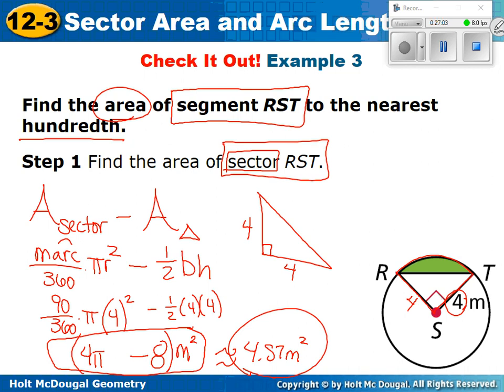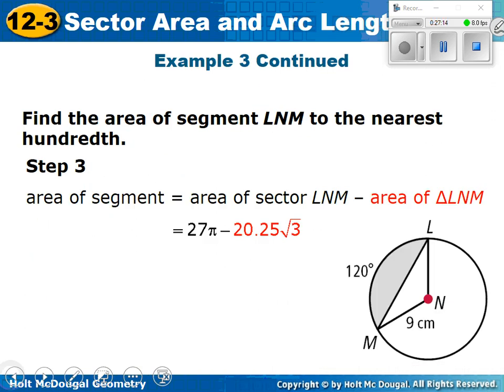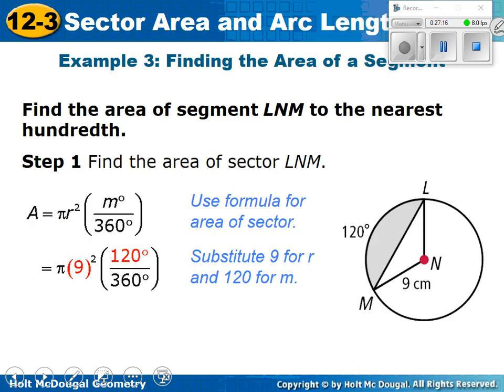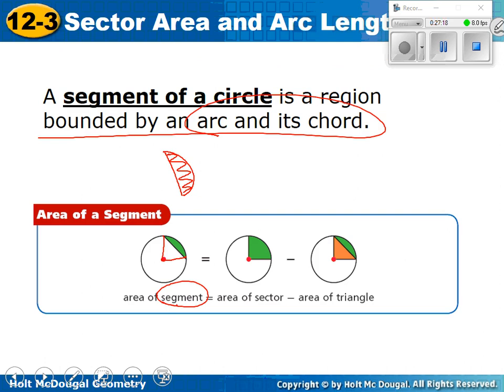Okay, again, watch your words. Sector is the whole piece. Segment is just the part of it. Kind of like a segment of a line is a part of a line. All right, what's going to be different? Let's go back and look at this harder one. Why is this one harder?